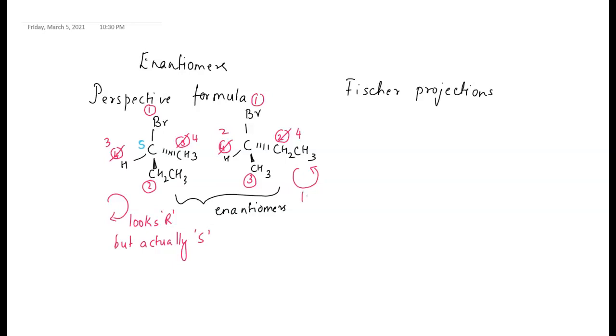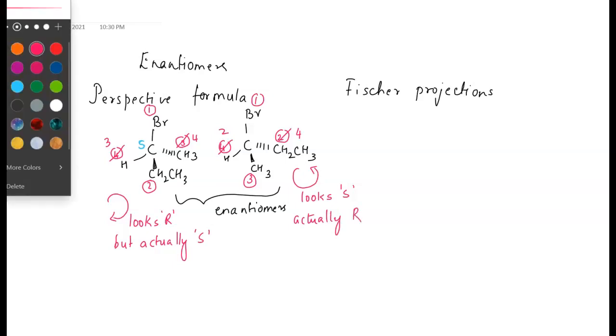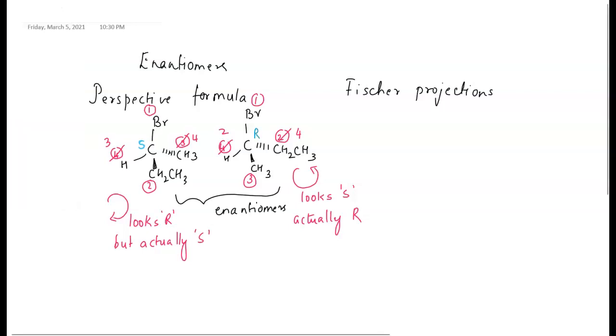So it looks S. However, we have swapped the groups, so you have to swap the answer. So it's actually R. Okay, so the configuration at the chiral center is R. So one is S, the other is R, which proves that we have a pair of enantiomers.